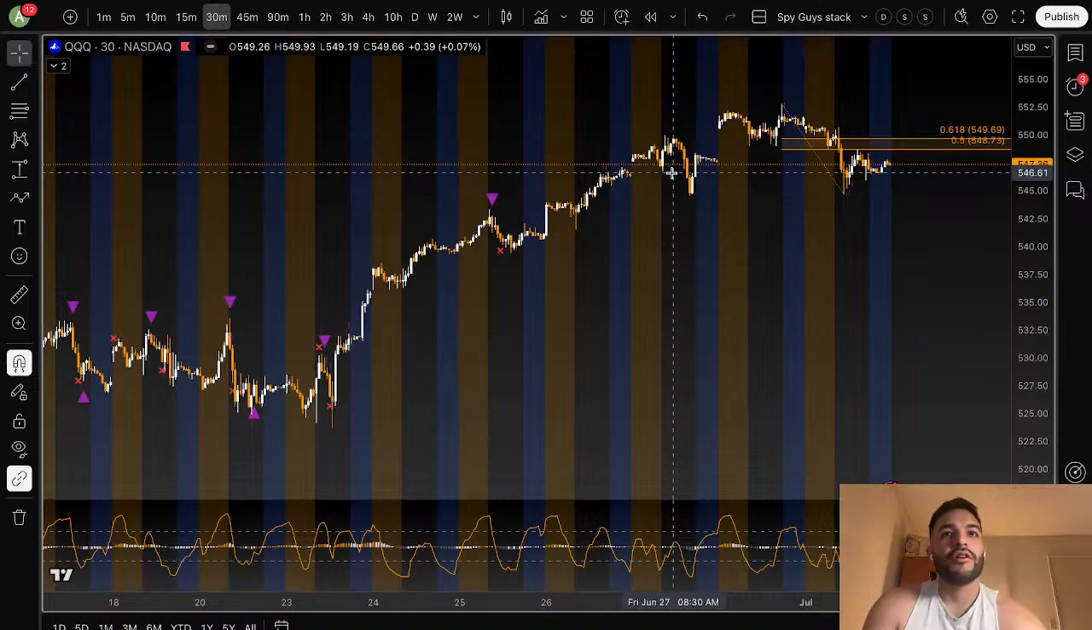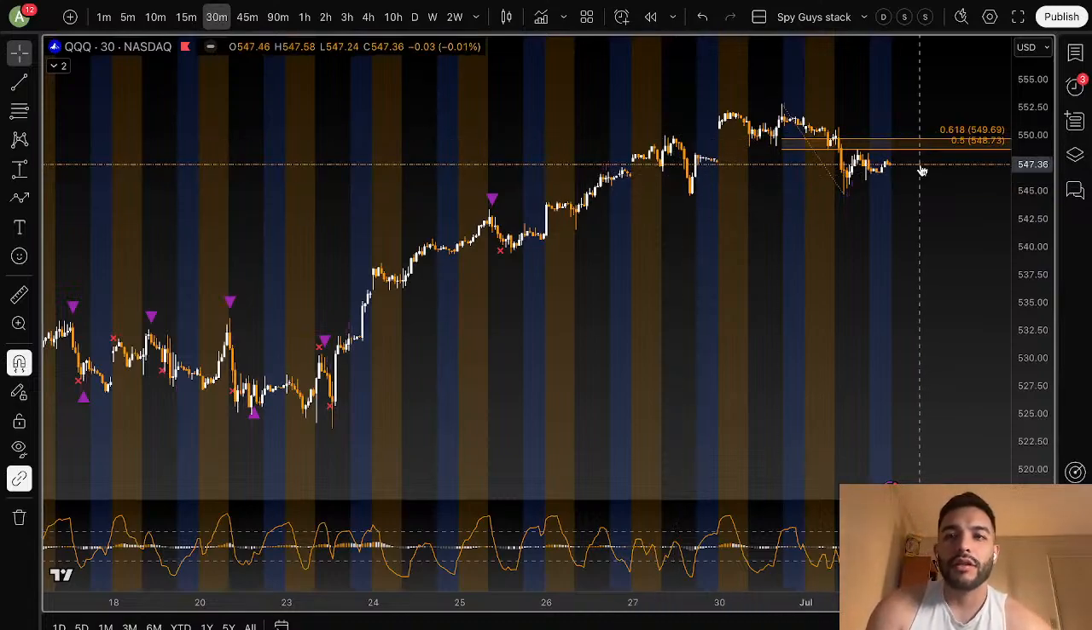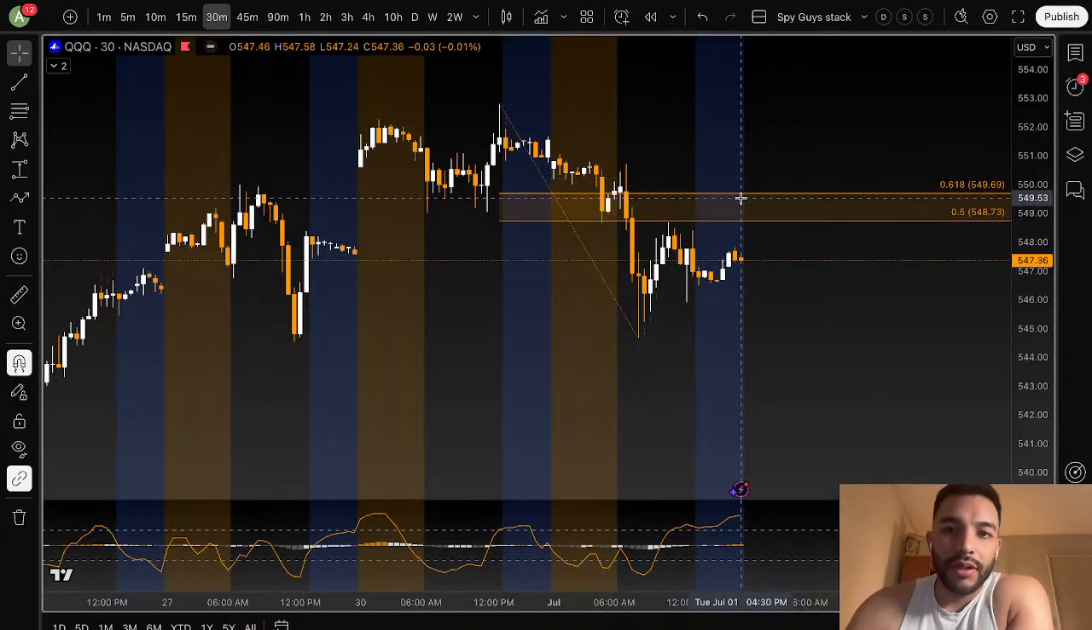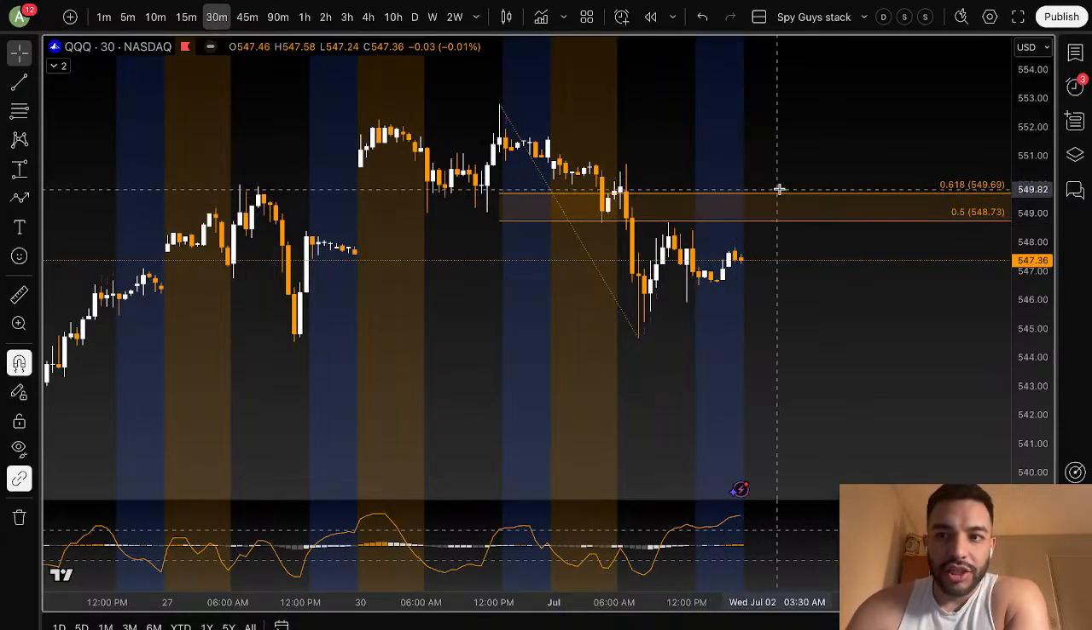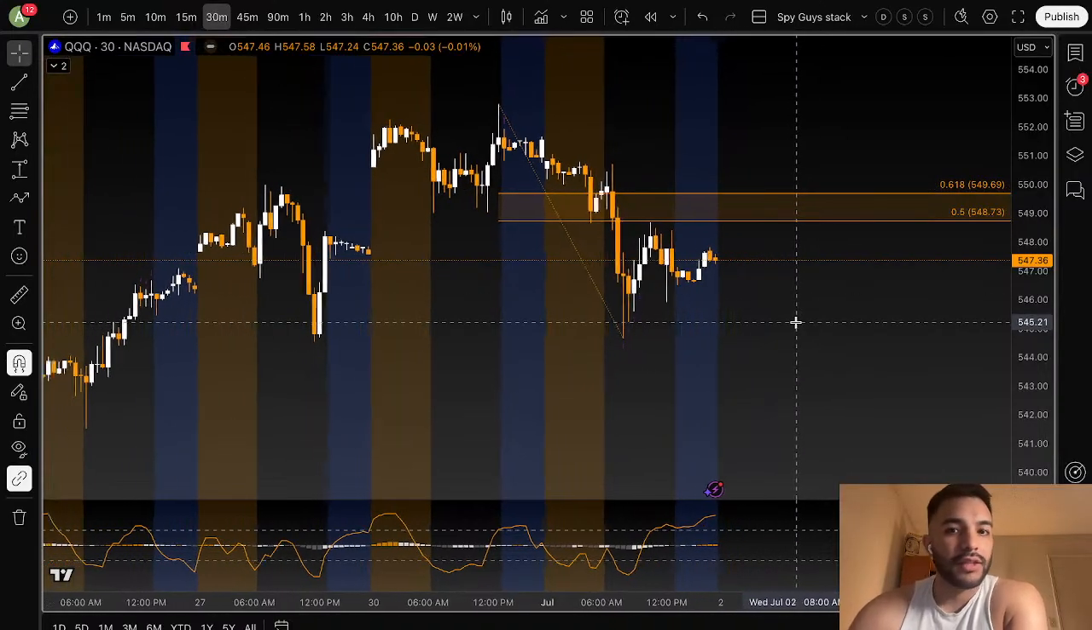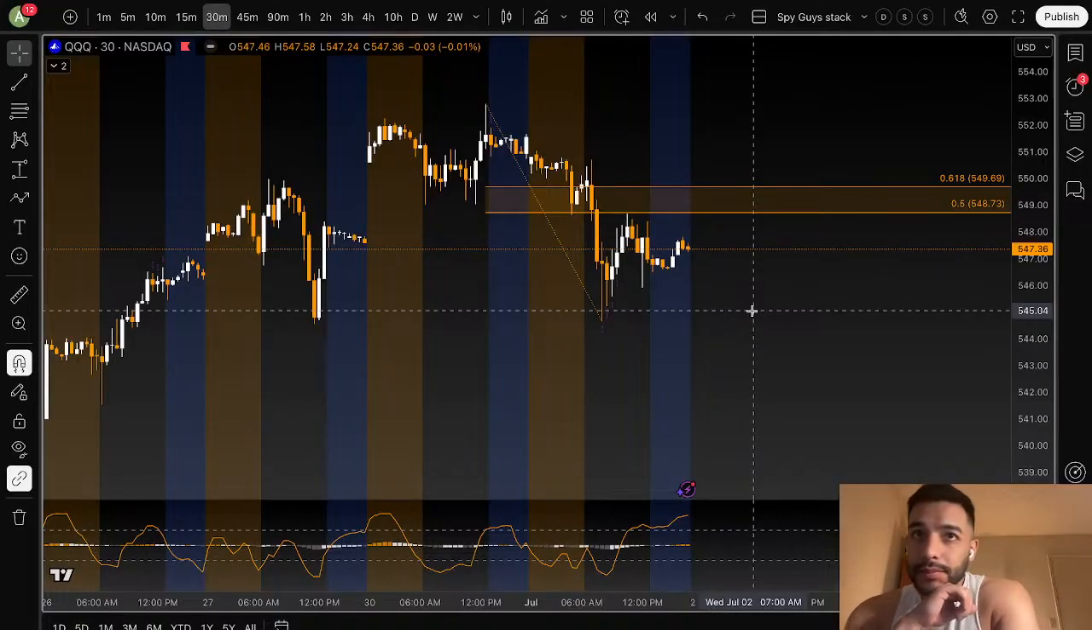What are you looking at for tomorrow? Kind of just went over that. Looking at QQQ, if we can get into this golden zone, then I'll be looking for a rejection off of this 550 area back to the downside. Anything can happen overnight, but that's what I'm looking at for tomorrow.